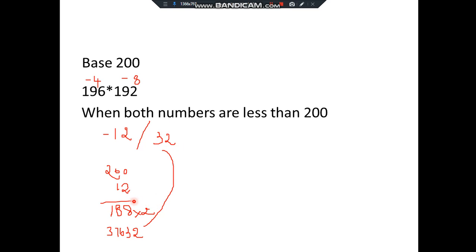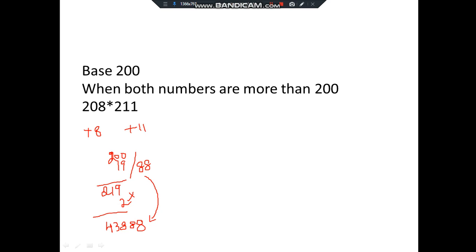Now 188 we have got. Here, since the base is 200, we have to multiply it by 2. There the base is 100, so we need not multiply anything. Here, multiply by 2 because the base is 200. So, the answer you get is 376. Then, attach that multiplied 32 to this. So, 37632 is the answer. Hope you understand.